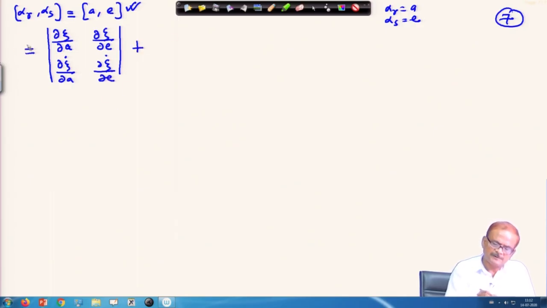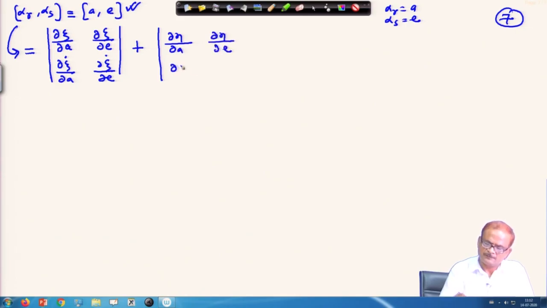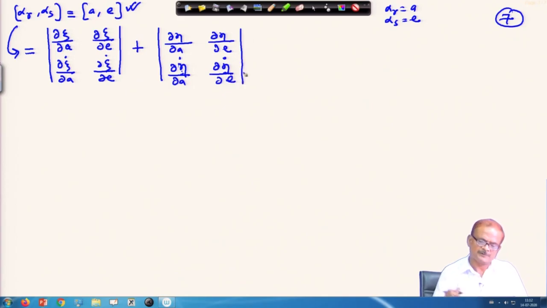So this quantity: dou eta by dou a, dou eta by dou e, dou eta dot by dou a and dou eta dot by dou e. This is the quantity we have to find out. So each of them we need to evaluate.